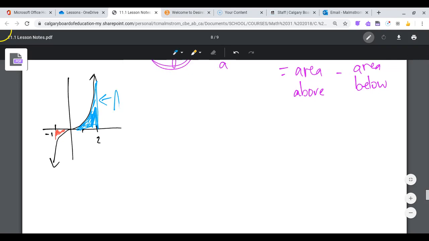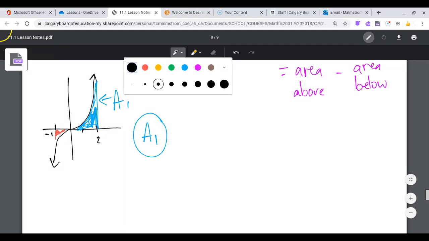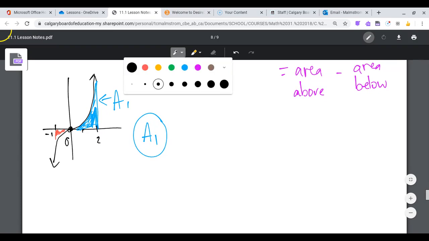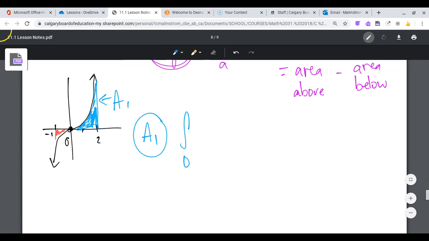So let's call this A1 since that's the one above. And so A1 goes from, well, where are we intersecting the x-axis here? We're doing it at 0. So this A1 is going from 0 to 2. That's that region. And my function is x cubed. In terms of x, I'm going to calculate this. So I'm going to just take the antiderivative. I'm not going to do sigma notation on these ones. So the antiderivative of x cubed is 1/4 x to the 4th, evaluated from 0 to 2.